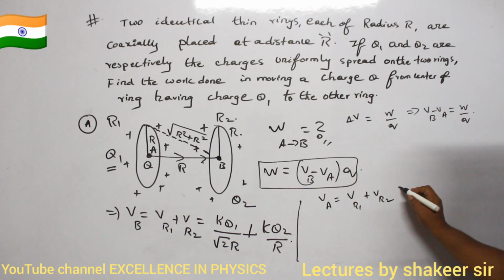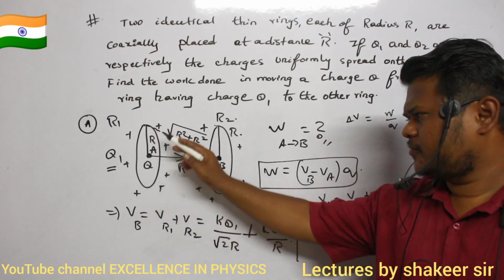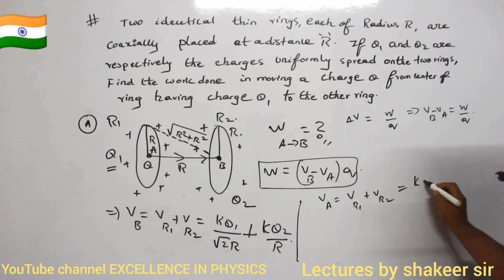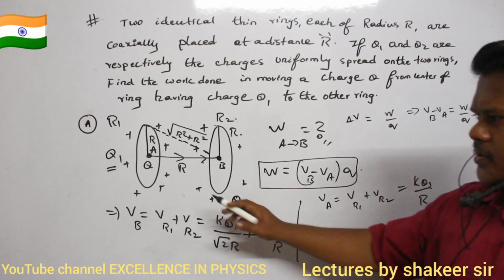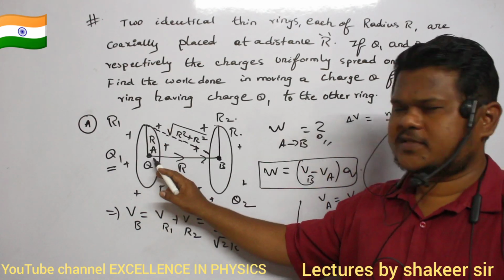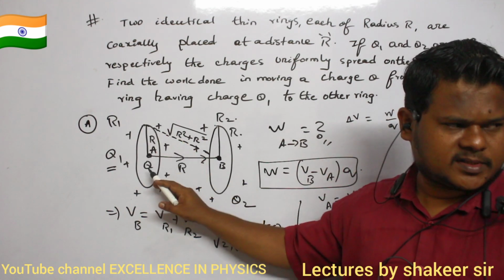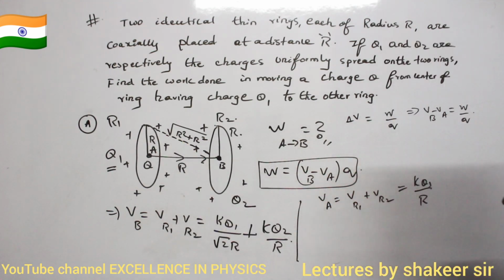Now, the potential at this point because of ring 1 is how much? It is again KQ1 divided by R. That's all, because this point is exactly at the center of the first ring. So its radius is how much? Its radius is R. So KQ1 divided by R.